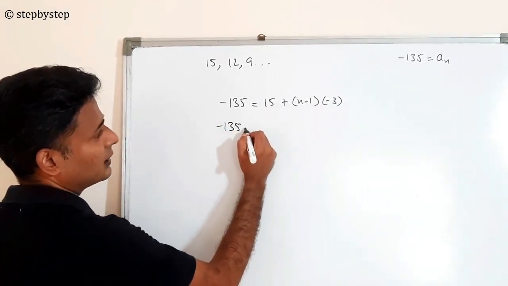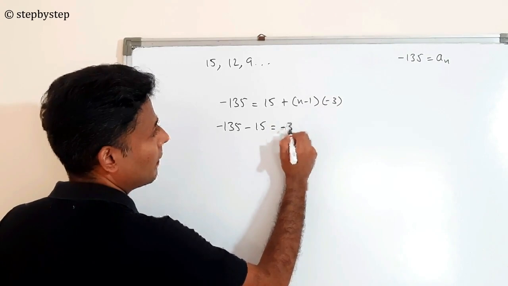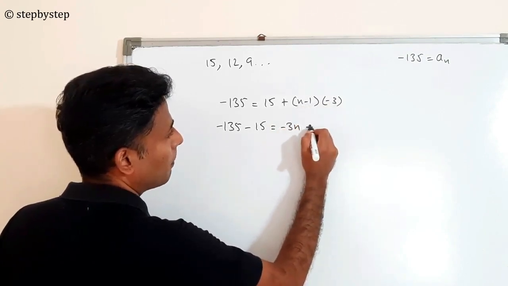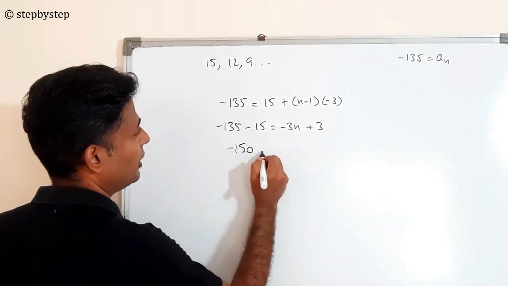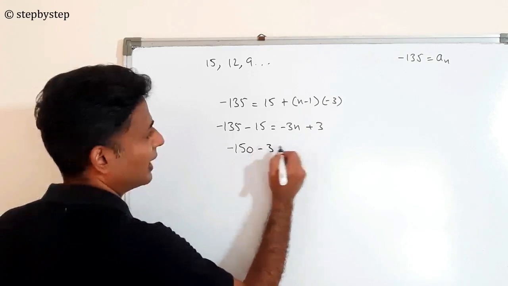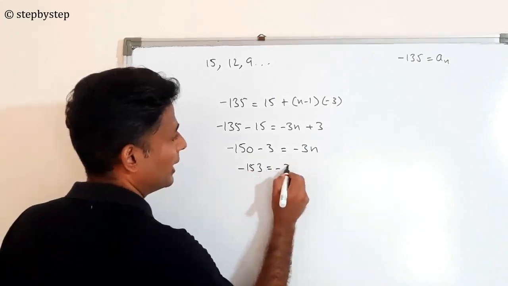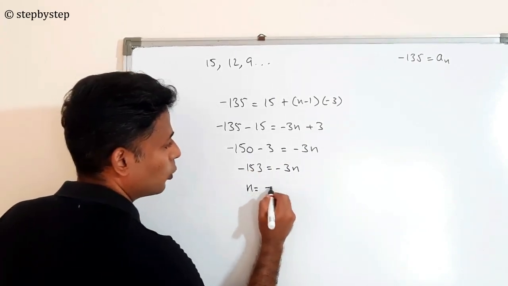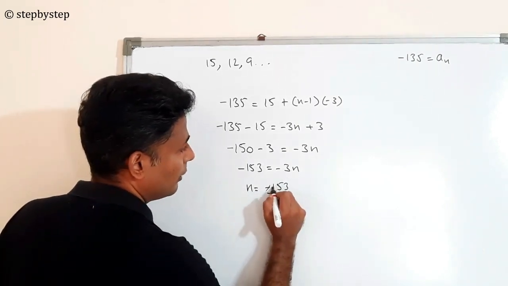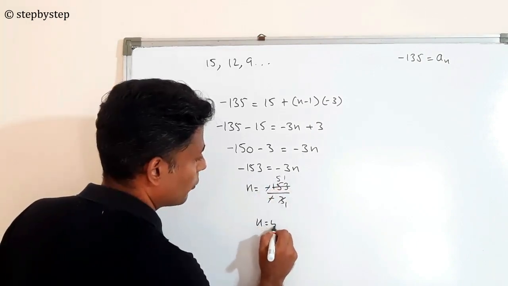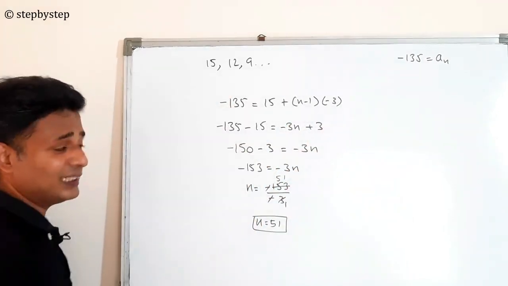I'll transpose 15 on the other side. It becomes minus 135 minus 15 equal to minus 3 into n minus 1, that is minus 3n plus 3. Minus 135 minus 15 is minus 150. I'll transpose plus 3 on the other side, it becomes minus 153 equal to minus 3n. So n equal to minus 153 by minus 3, minus signs cancel, 3 fifty-ones are 153. So n is equal to 51, which means minus 135 is the 51st term of this AP.